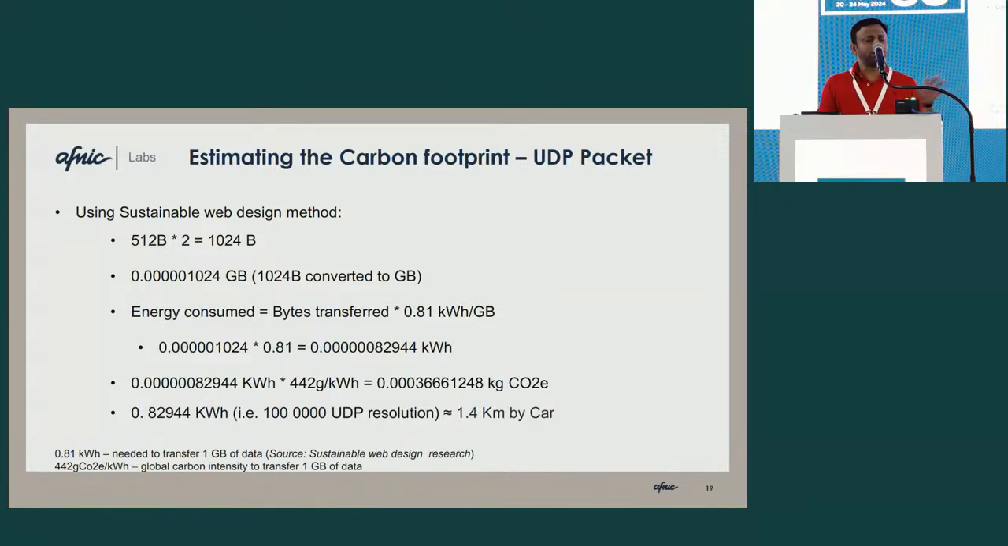Just for estimating the carbon footprint of a UDP packet, we take some assumptions here. I have only the UDP example here. We take the MTU size of 512. For 2 packets, it's 1024 bytes. To get it to an understandable limit, we have to convert it to gigabytes. We convert the 1024 bytes into gigabytes, and from the Sustainable Web Design framework, the energy consumed is the bytes transferred multiplied by 0.81 kilowatt hours per gigabyte. That is for website traffic.